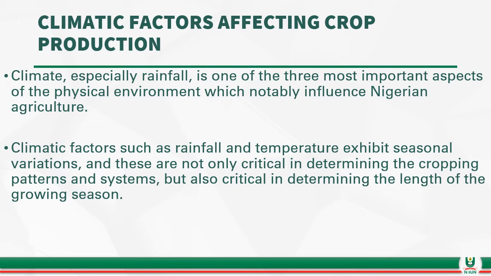And these are not only critical in determining crop patterns and systems, but also critical in determining the length of the growing season. So you want to know, if you plant your maize, when are you going to harvest? Are you going to spend 3 months on the field, 4 months? Why is it this? Why is it that? There are so many questions that you can answer. So you don't just want to know the pattern and system of the crop, you also want to know the length of the growing season of the crop.